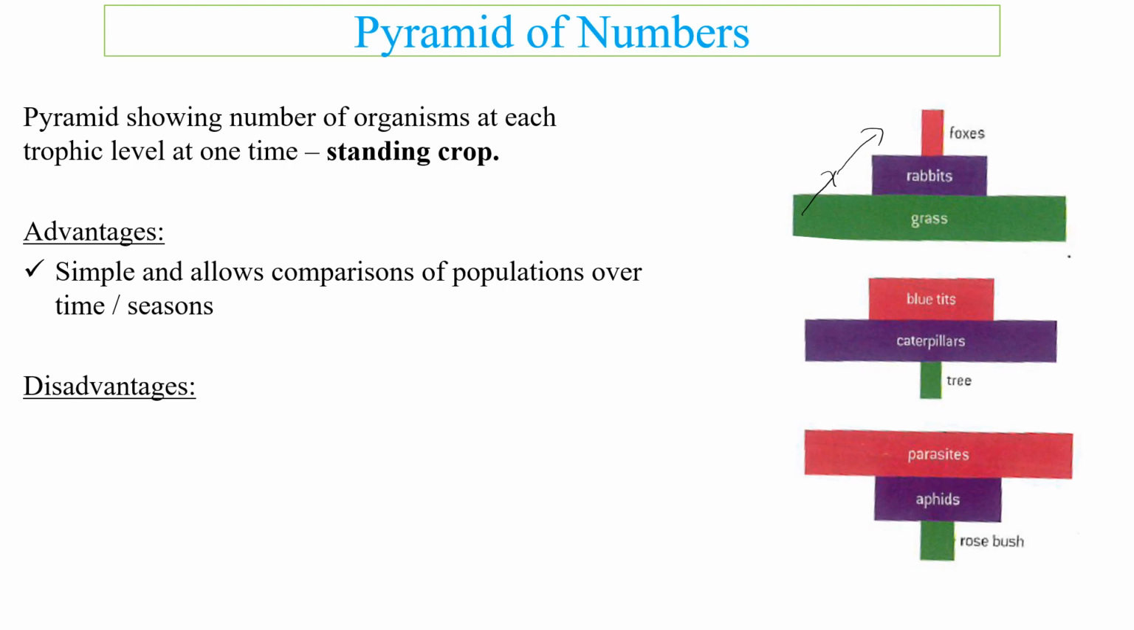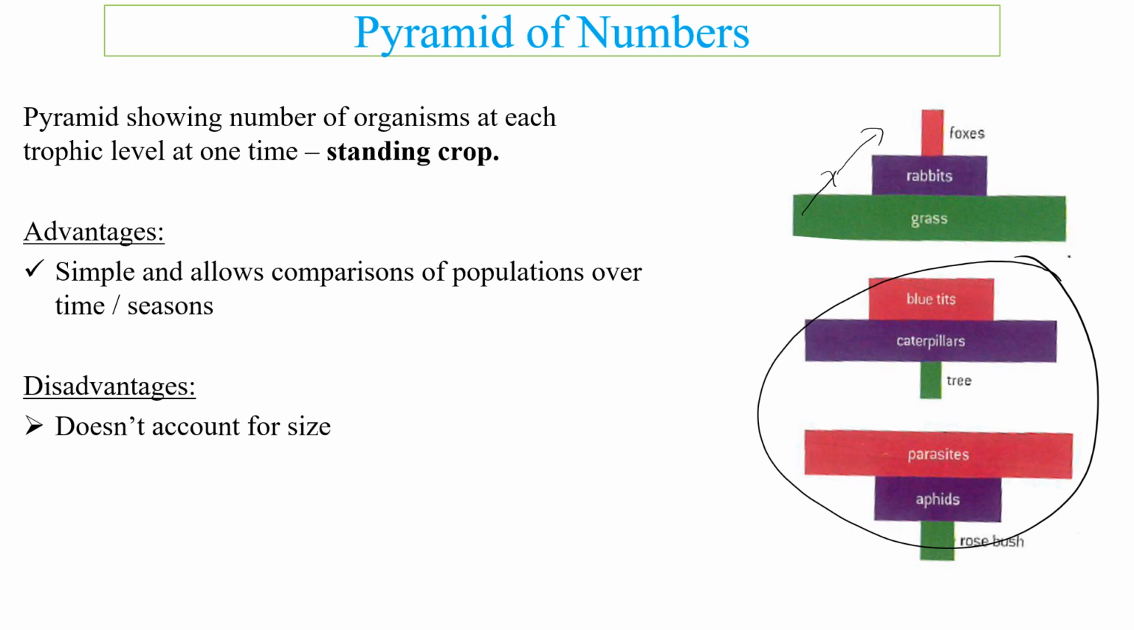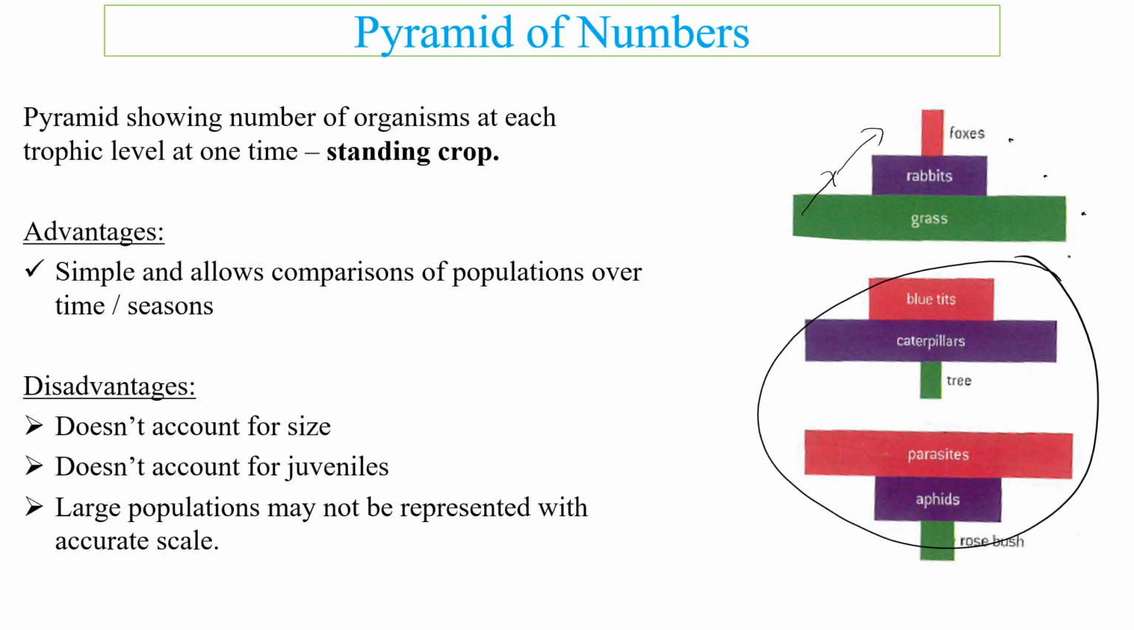But there are disadvantages. If you look at these two food chains here, they don't represent the numbers you'd expect, because we can't take into account the size. Obviously the grass here is extremely small, the rabbits are going to be a bit bigger, and the foxes are going to be even bigger. But in this example, the tree might be massive, the caterpillars are in the middle, and the blue tits are obviously a bit bigger than the caterpillars but smaller than the tree. That doesn't really tell us much about what's going on. It doesn't account for juveniles, it only counts fully grown adults, and large populations may not be represented with a very accurate scale.